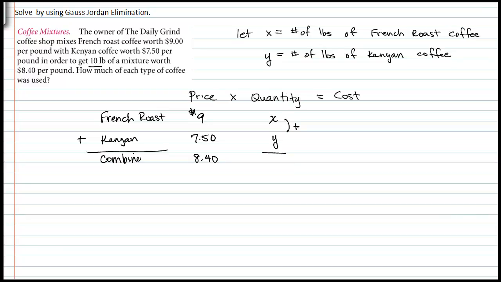So that means that X plus Y has to be equal to 10. That is equation 1.